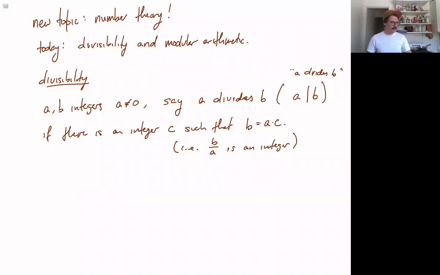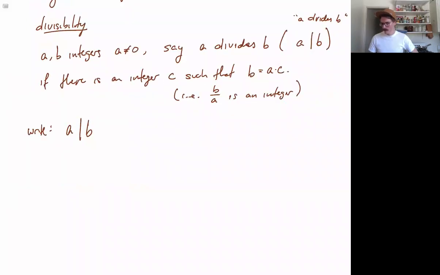Right, I guess let's write down some proper examples. Or maybe before that, let me say there's also this notation. I guess I set this up there, but for concreteness, let me rewrite it here. So this means a divides b, and this, if you put a little slash through it, means a does not divide b.